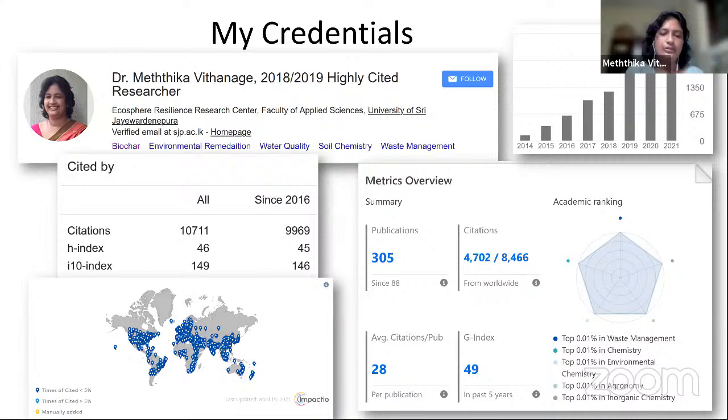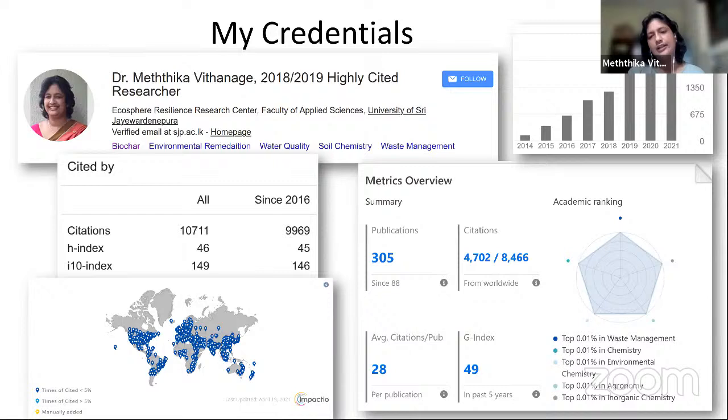You can see the world map shown in this slide. These blue dots are the places where my papers have been cited. I have more than 10,000 citations, so more than 10,000 times my papers have been cited. Based on that, they generate an index called the H index. The H index in my case is 46, which is the highest H index in the environmental sciences field in Sri Lanka.